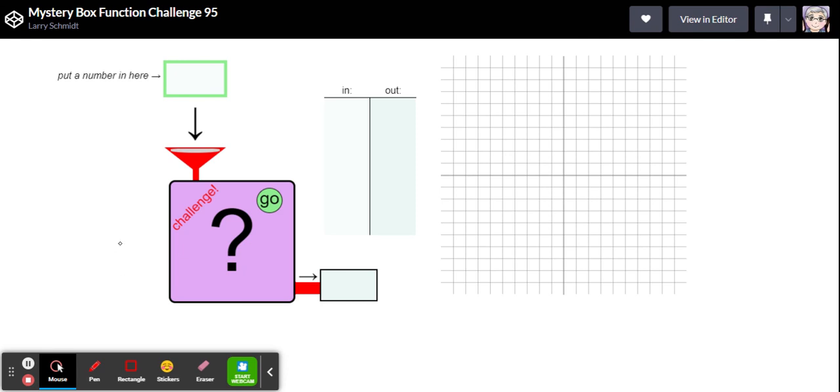If you'd like to play, pause the video, click the link in the description, put in as many points as you like here at the top, and see how they come out at the bottom. If you can get an idea for this one, come on back, listen to the rest of the video, and see if we get the same thing. If you're stumped, come on back anyway and see what this crazy function is all about.